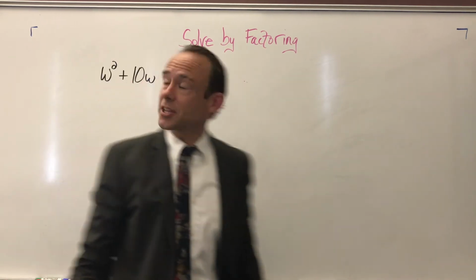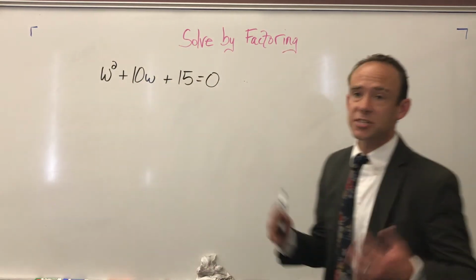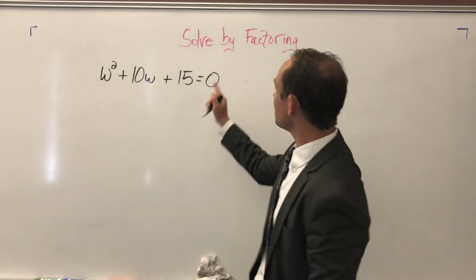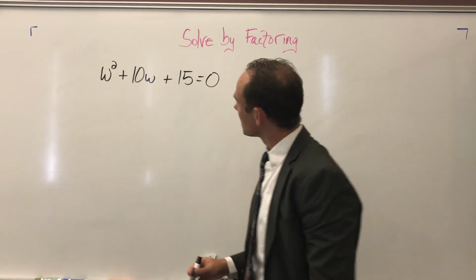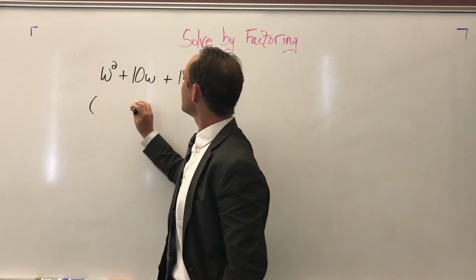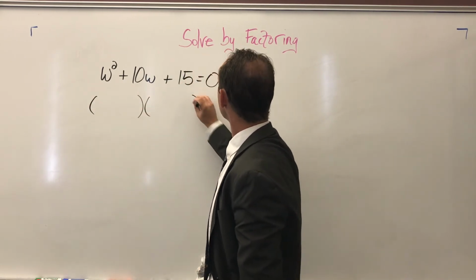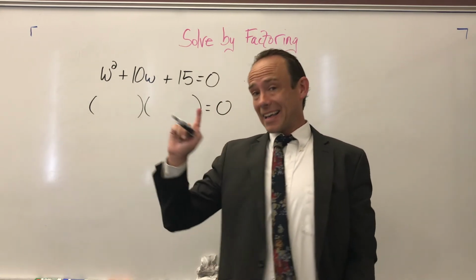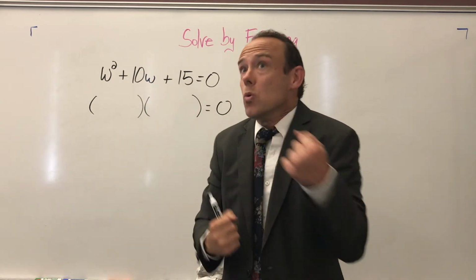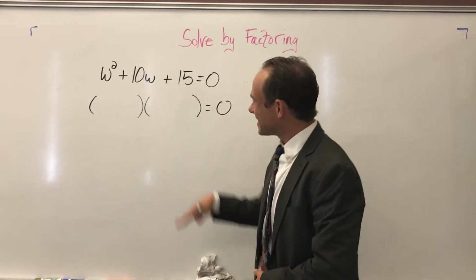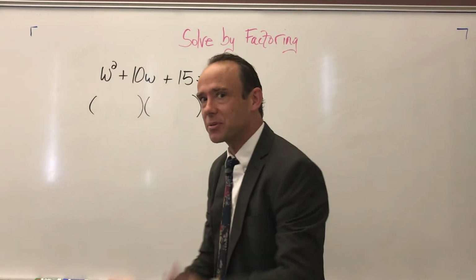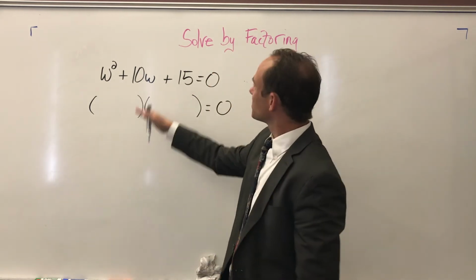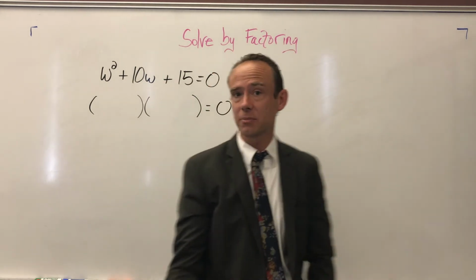All right, so let's take a look at this one. We're going to try to solve by factoring. So we have to first make sure it equals 0. It does equal 0. Now we've got to try to factor it. I wanted to expose this to make sure you don't think everything is factorable. This is one you can't factor. So we can't use the solve by factoring method.